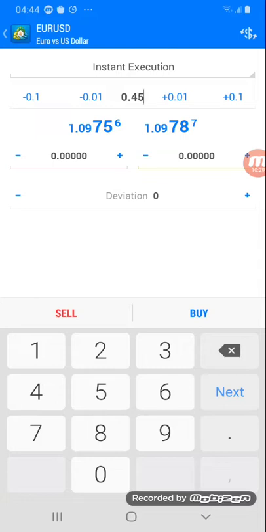Per $10 account you use 0.10, per $20 account you use 0.20, per $50 account you use 0.50, per $100 account you use 1, per $500 account you use 5, per $1,000 account you use 10. I'm talking about lot sizes.